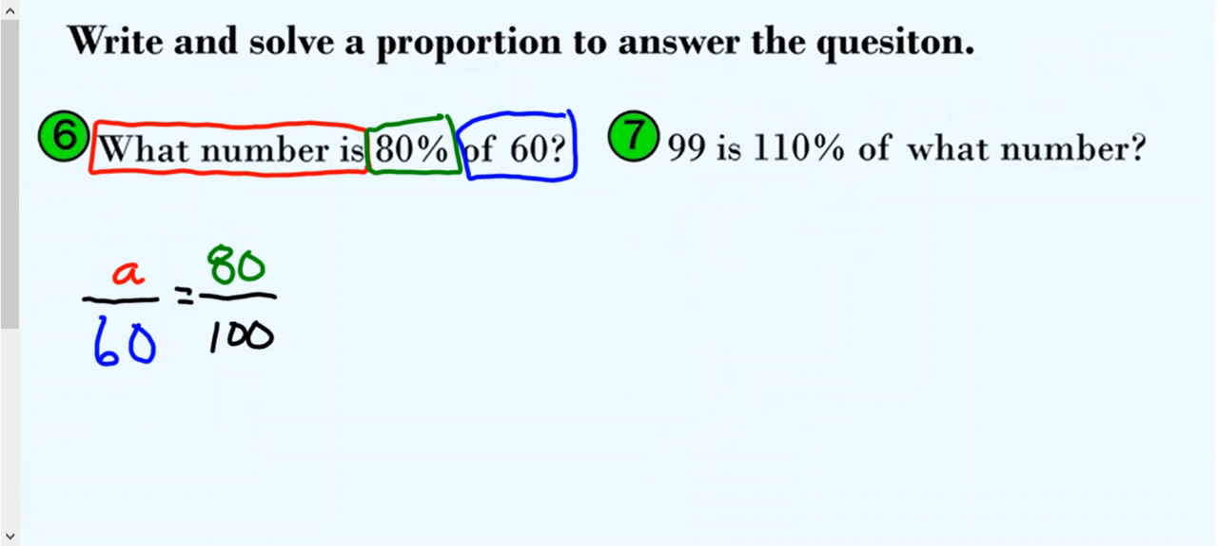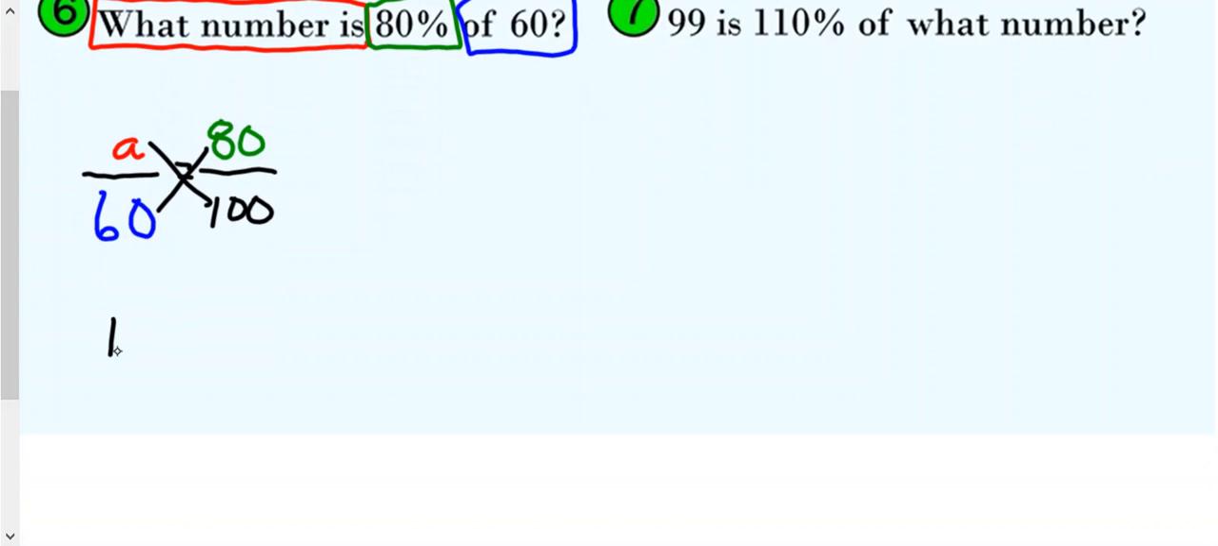Alright, number 6 here. What number is 80% of 60? So I have color-coded my information, boxed the information in the question, and then set up my proportion. So what number is our variable. We're looking for what is 80% of 60. So 60 is our whole, and then we have 80% or 80 over 100, and now we can cross multiply. A times 100 will be 100A.